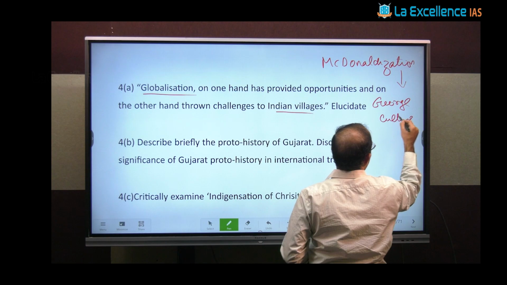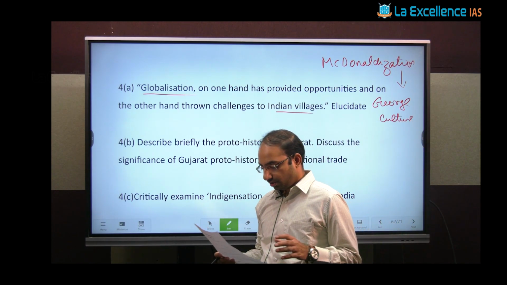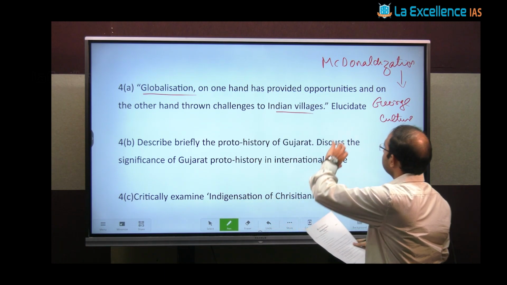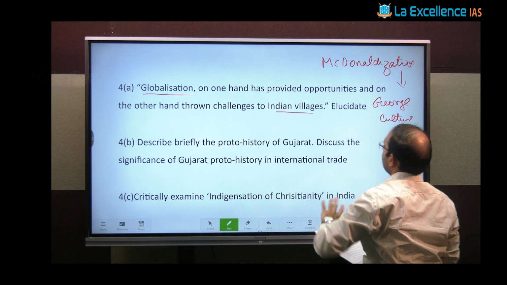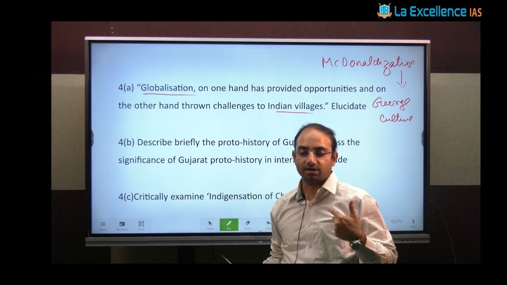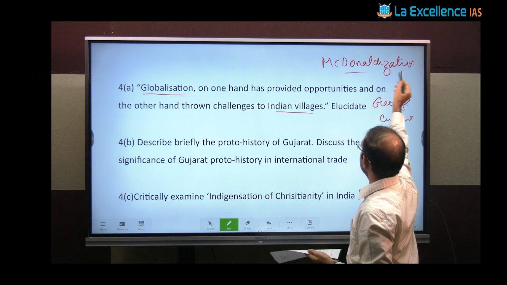So you can say that globalization has affected Indian traditions, and there is now a new synthesis between global culture and local culture. This can be described as McDonaldization, where global culture has not replaced local culture but has coexisted, and this coexistence is called McDonaldization.